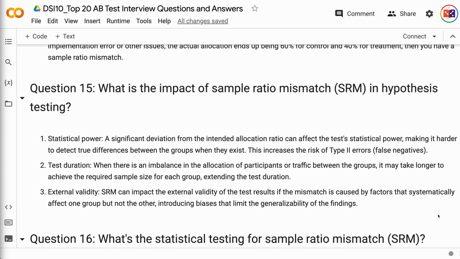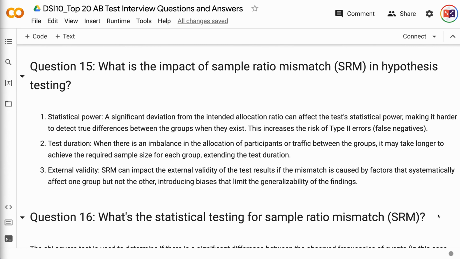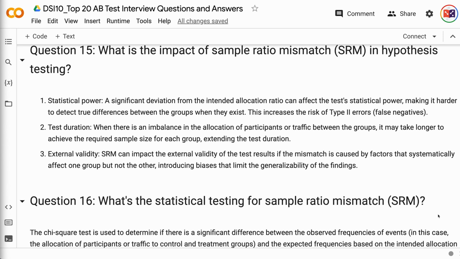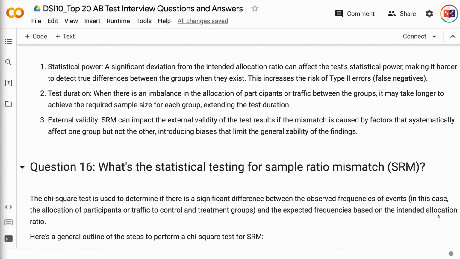Question 15. What is the impact of sample ratio mismatch in hypothesis testing? 1. Statistical power. A significant deviation from the intended allocation ratio can affect the test's statistical power, making it harder to detect true differences between the groups when they exist. This increases the risk of type 2 errors. 2. Test duration. When there is an imbalance in the allocation of participants or traffic between the groups, it may take longer to achieve the required sample size for each group, extending the test duration. 3. External validity. SRM can impact the external validity of the test results if the mismatch is caused by factors that systematically affect one group but not the other, introducing biases that limit the generalizability of the findings.